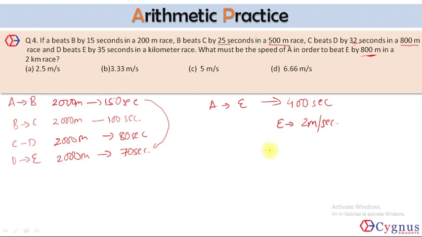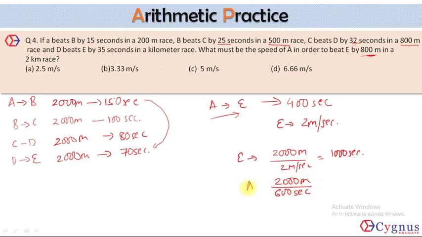So in how much time will E finish the whole race? 2000 meters, with a speed of 2 meters per second, he'll take how many seconds? 1000 seconds. So to finish the race, E requires 1000 seconds, and I know that A will beat E by 400 seconds. That means A will finish the race 400 seconds less than 1000 seconds, that is 600 seconds. So A will take 600 seconds to cover these 2000 meters.